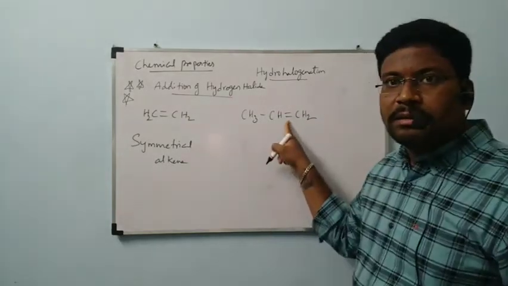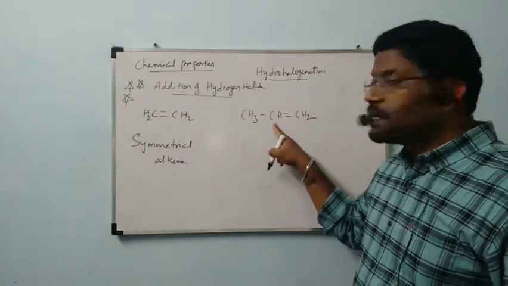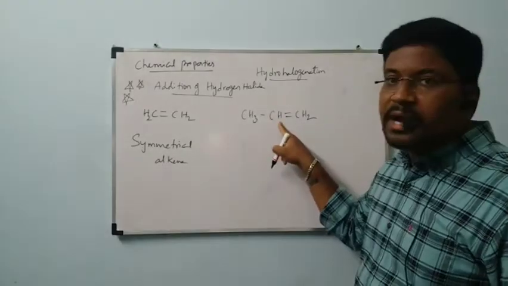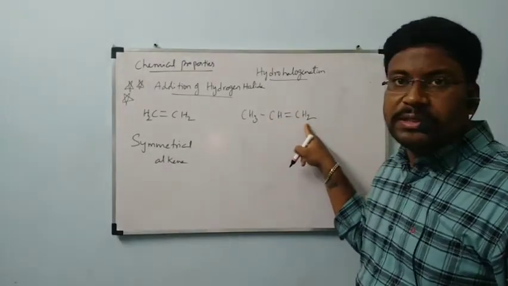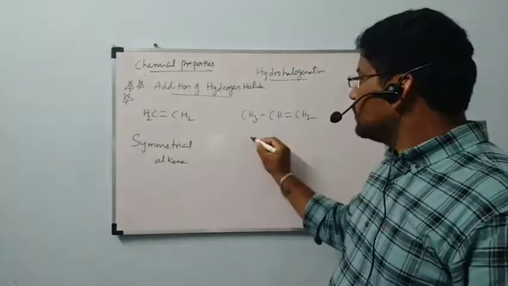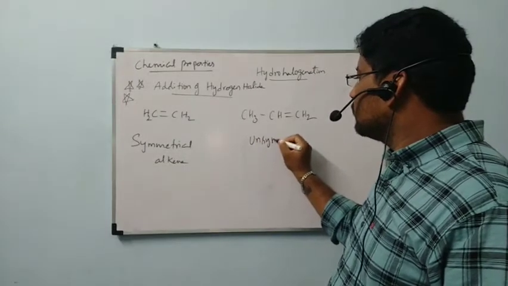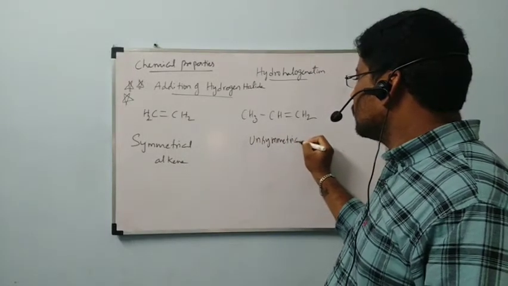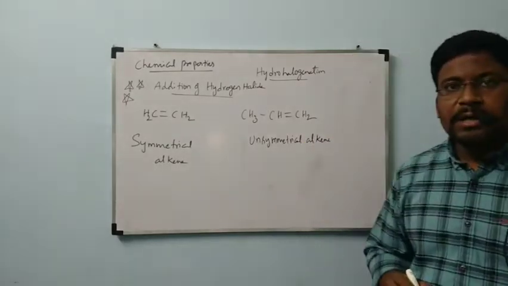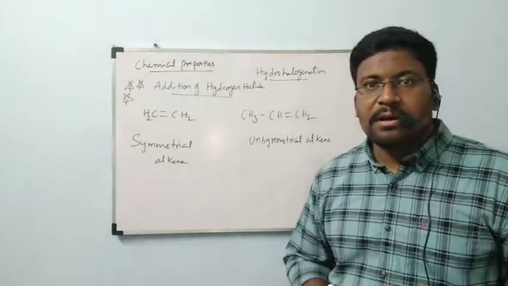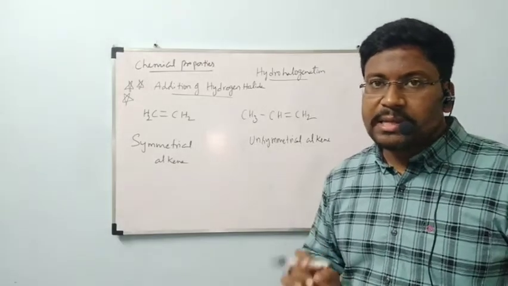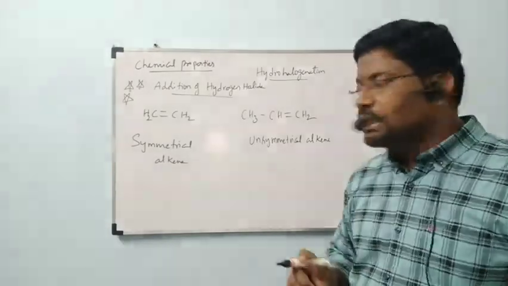In this double bond, two carbons are there. This carbon has one hydrogen only, this carbon has two hydrogens. They do not contain the same number of hydrogens. That is called an unsymmetrical alkene. The alkene in which the double bonded carbons do not contain the same number of hydrogens is called an unsymmetrical alkene.